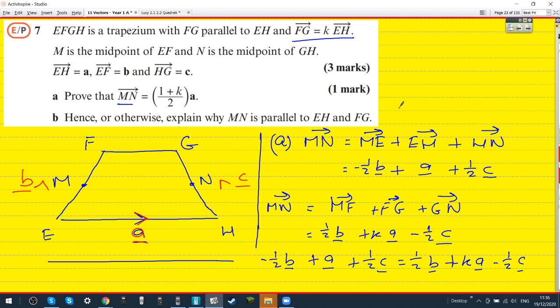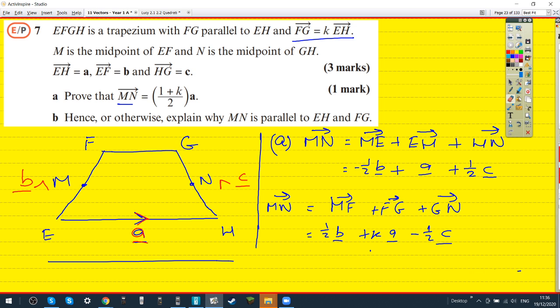We're trying to get MN. Now, I have a better idea. Add the two together. So if that's 1, that's 2. We add the 2 together. So 2MN equals minus a half B plus A plus a half C, and then add a half B plus KA minus a half C. What is minus a half B plus a half B? They cancel out, just 0. What is a half C plus minus a half C? They cancel out as well. So you get left with KA plus A.